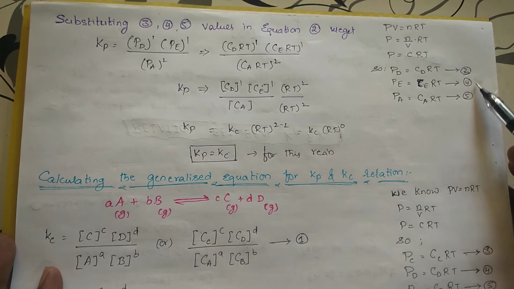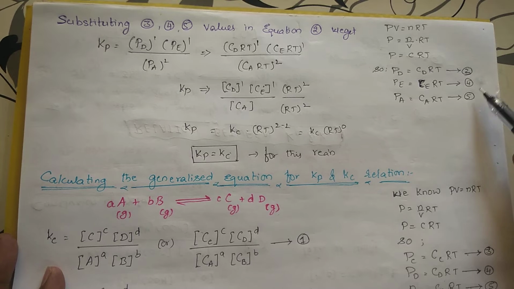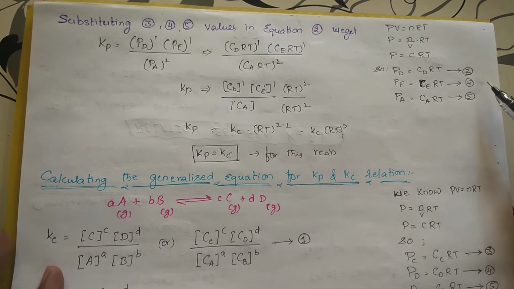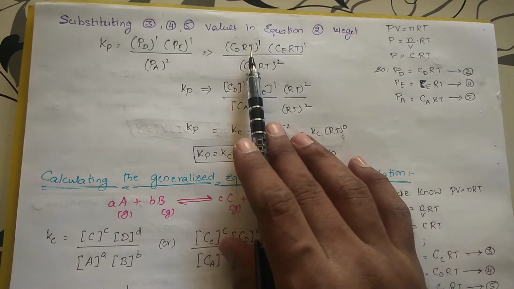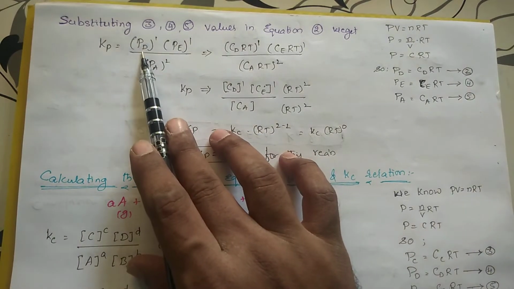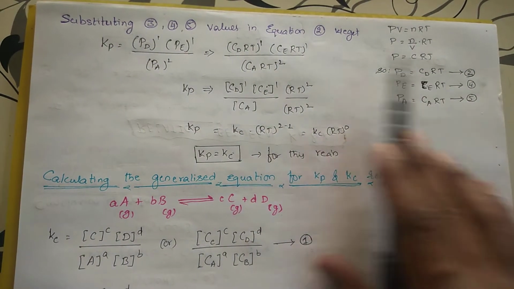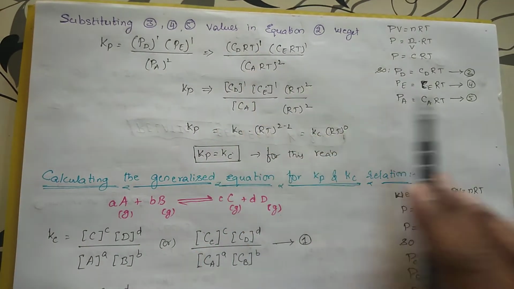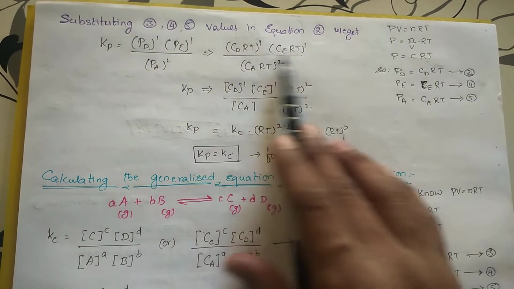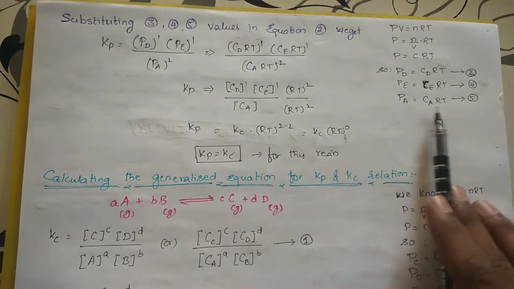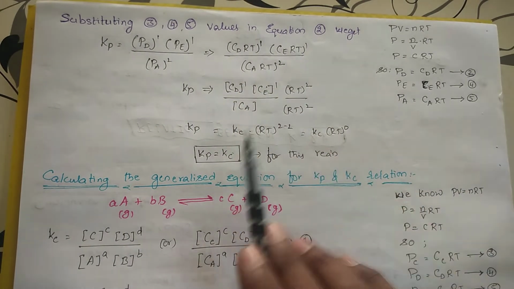So I am taking these as 3, 4, 5 and I am substituting these equations 3, 4, 5 in the second equation. So what happens? In place of PD, I am keeping CD RT, because PD is equal to CD RT, so (CD RT) whole power 1. Next one, PE. Instead of PE, (CE RT) whole power 1. PA. So it is (CA RT) whole power 2.